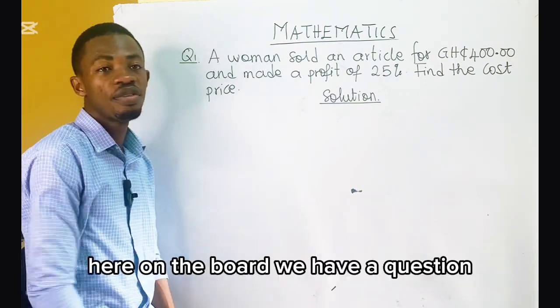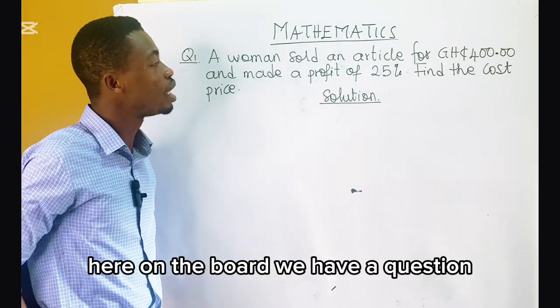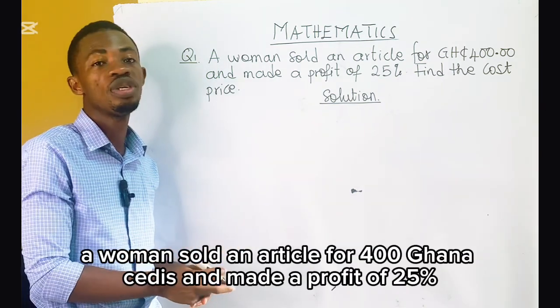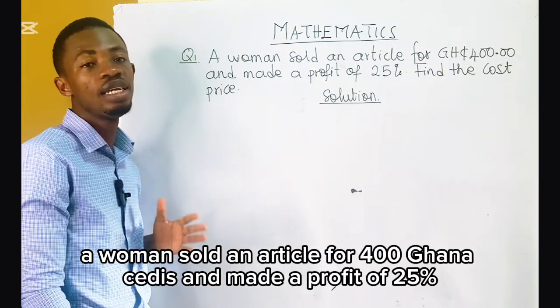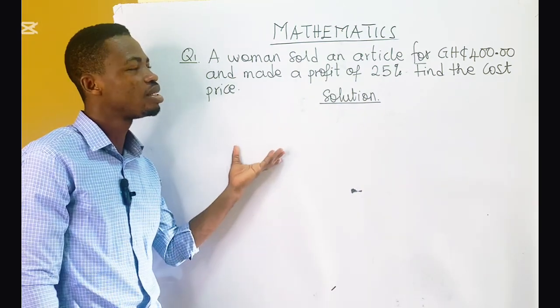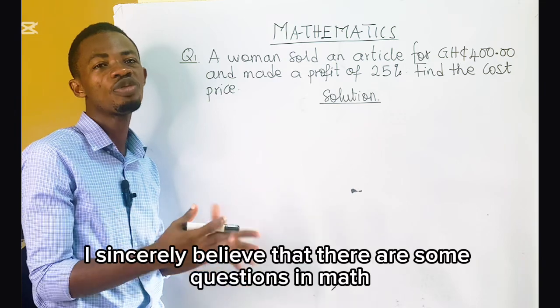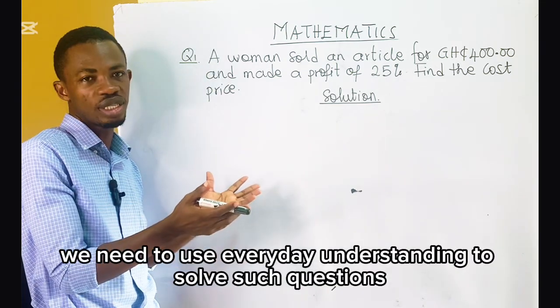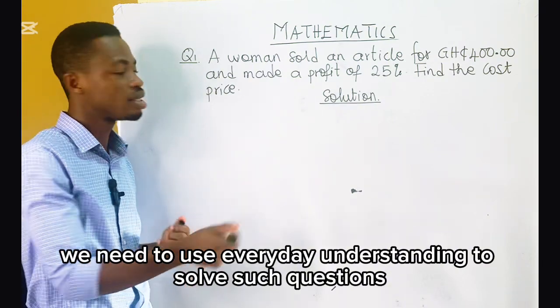On the board, we have a question which says a woman sold an article for 400 Ghana cedis and made a profit of 25%. Find the cost price. I sincerely believe that there are some questions in math where we need not use formulas. We need to use everyday understanding to solve such questions. And this falls under it.